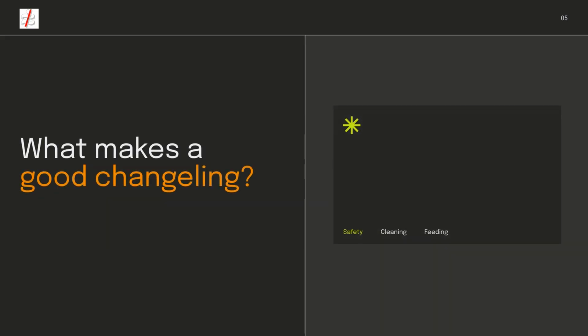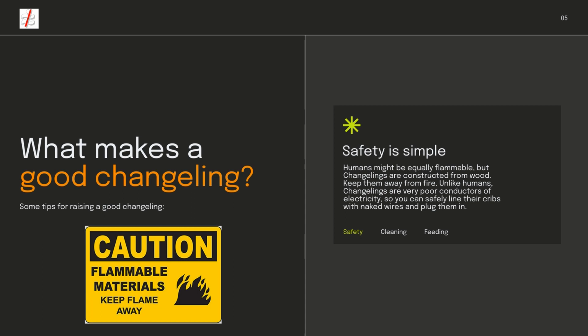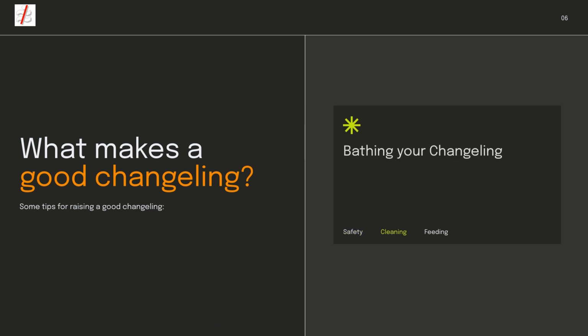What makes a good changeling? Safety is simple. Humans might be equally flammable, but changelings are constructed from wood. Keep them away from fire. Unlike humans, changelings are very poor conductors of electricity, so you can safely line their cribs with naked wires and plug them in. Bathing your changeling.